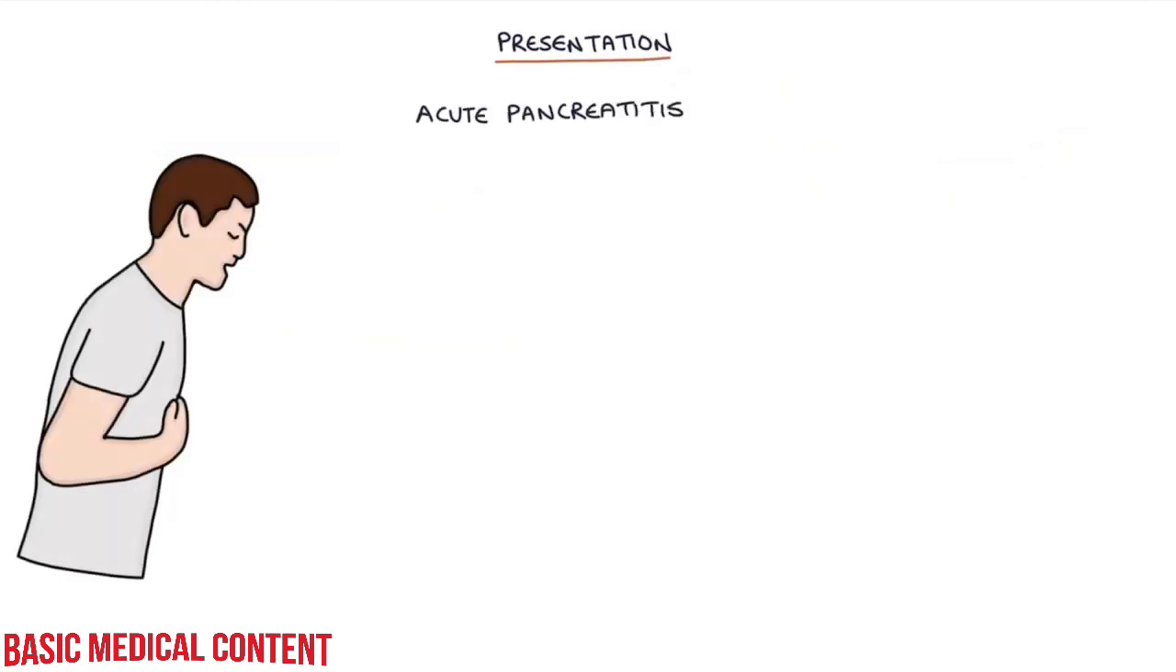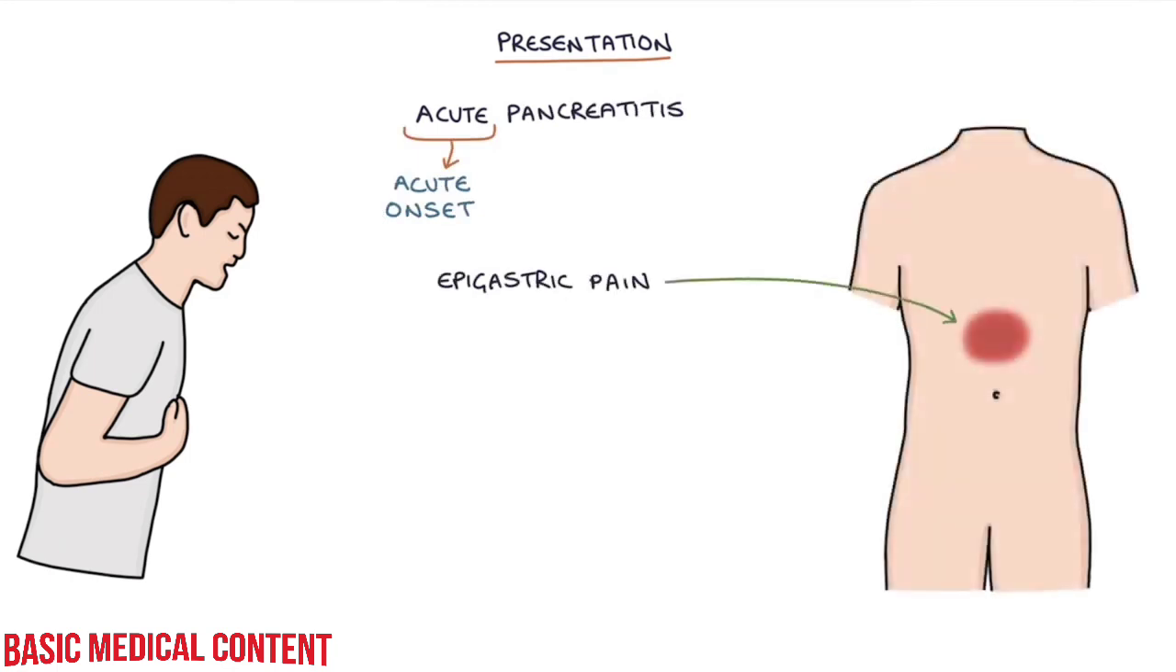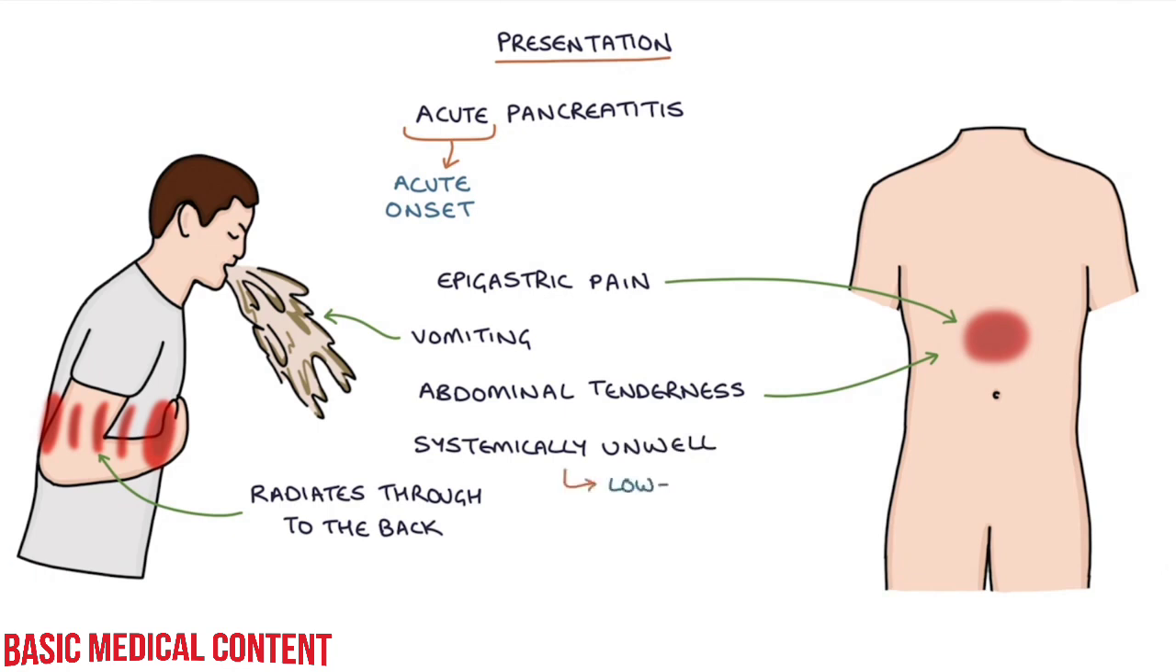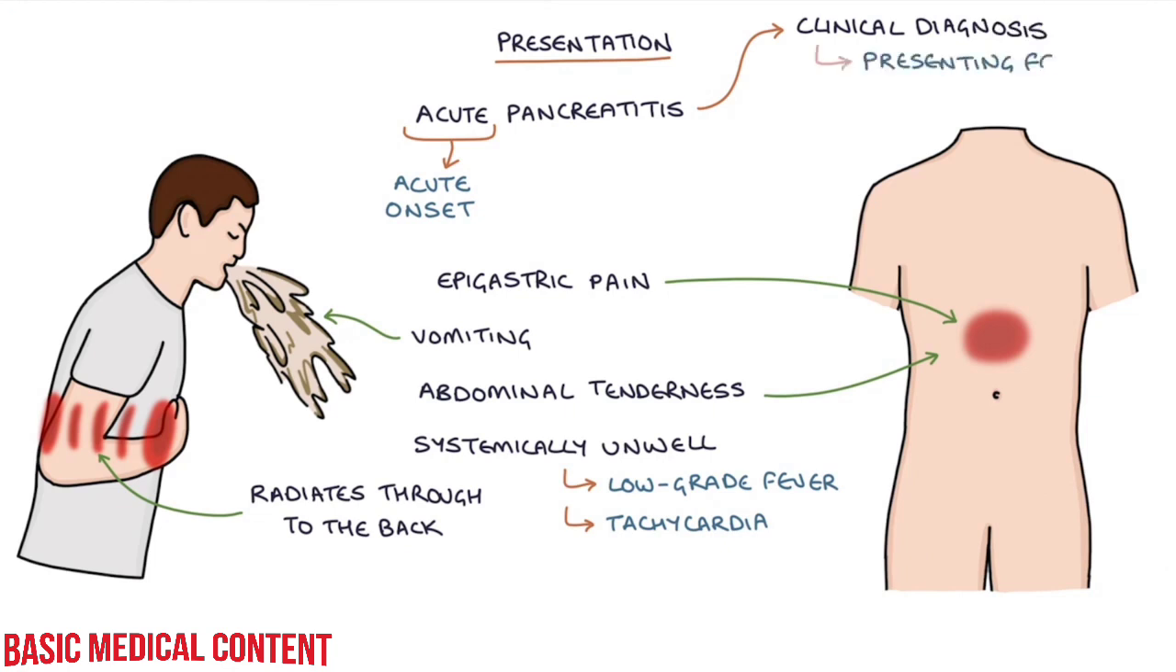So let's talk about the presentation. Acute pancreatitis typically presents with an acute onset of severe epigastric pain. This pain may radiate through to the back. It can be associated with vomiting. There's abdominal tenderness, and the patient is systemically unwell, for example, having a low-grade fever and tachycardia, or a fast heart rate. Acute pancreatitis is a clinical diagnosis based mainly on the presenting features and the amylase level.